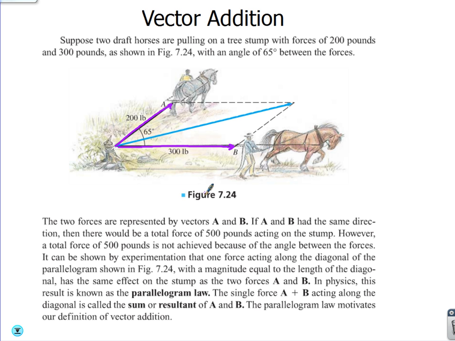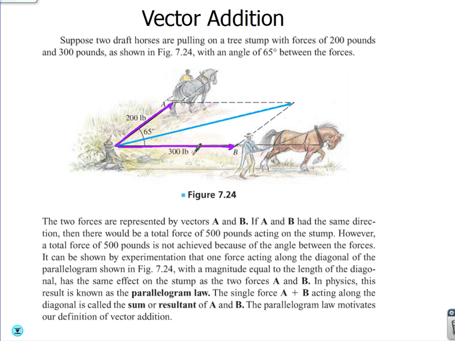And you want to know what the combined force is. The two forces are represented by vectors A and B. If A and B had the same direction, then the total force would be 500 pounds. That makes sense. This is honestly the worst way to pull this stuff up out of the ground.